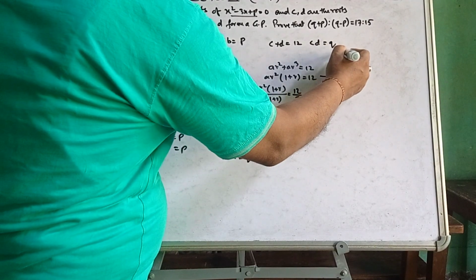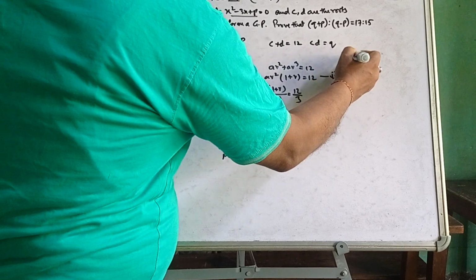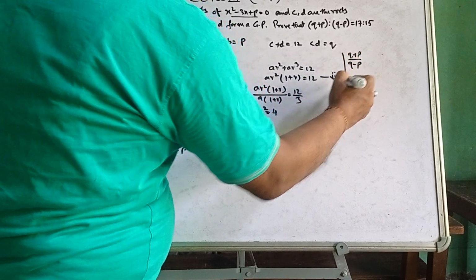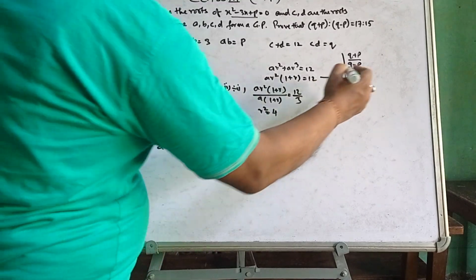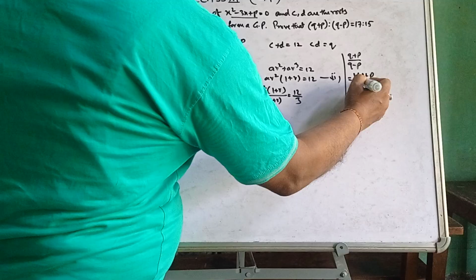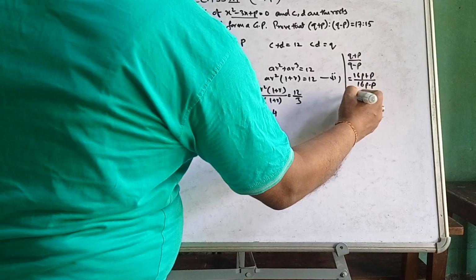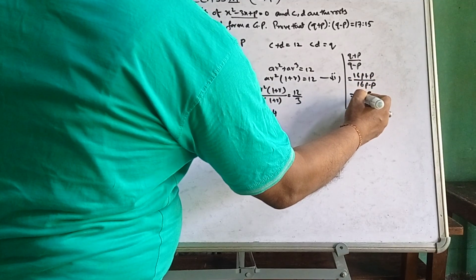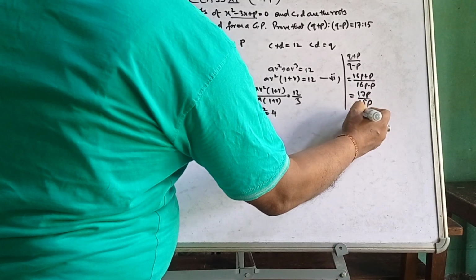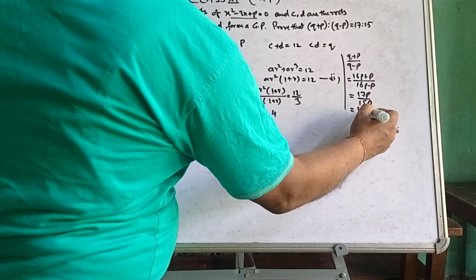Now you put the values. (q plus p) by (q minus p), that will be q is your 16p plus p and 16p minus p. So this will be 17p by 15p. So this comes out to be 17 by 15. So this is true.